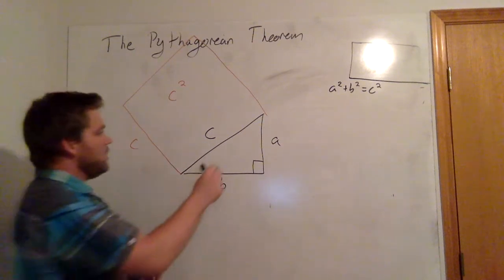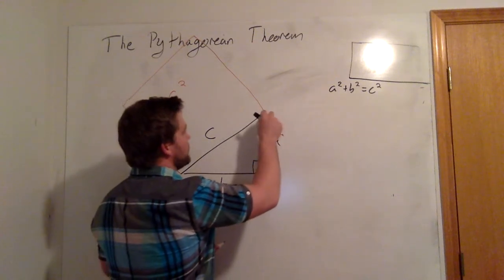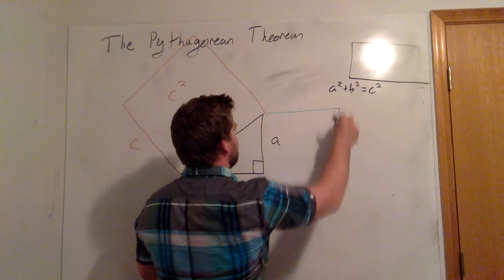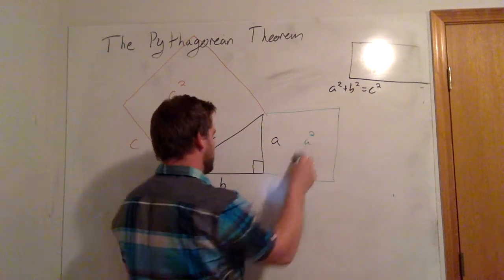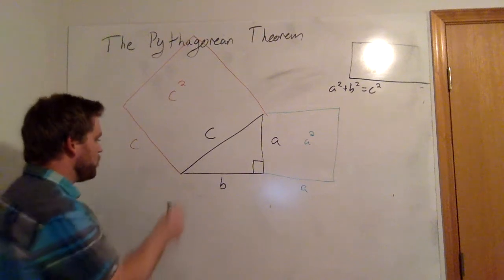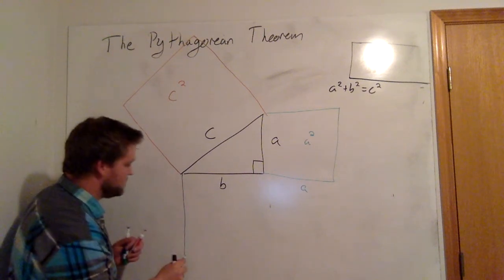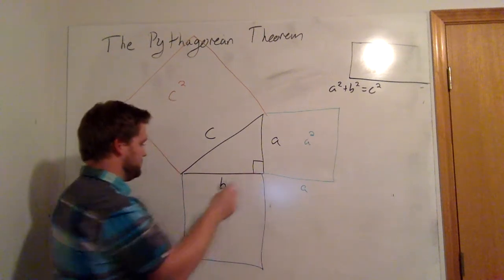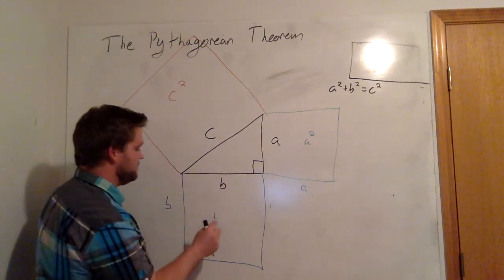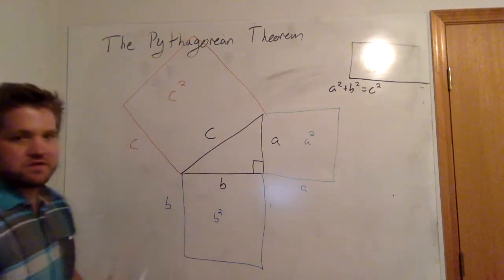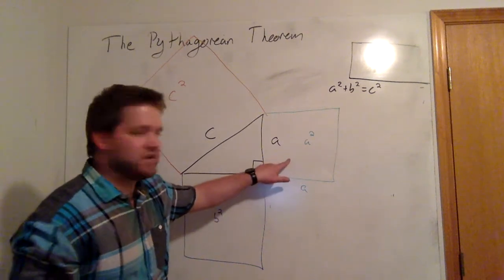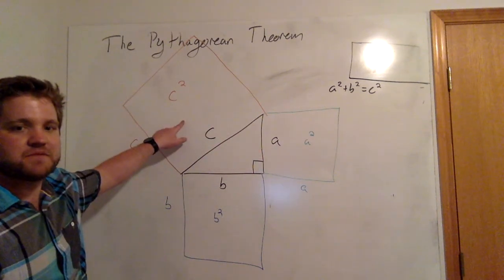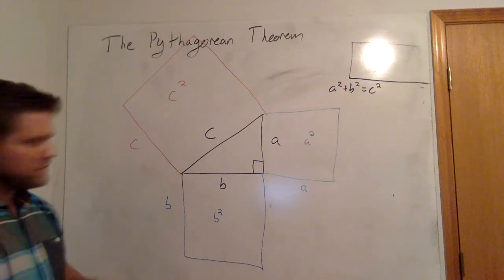And then I think about a square of side lengths A. So this is A and this is A. The area here will be A squared. If I think about a square with side length B, so this is B, the area here is B squared. What the Pythagorean theorem here says is that this area plus this area is equal to this area. That's what it says. Okay, let's see why.